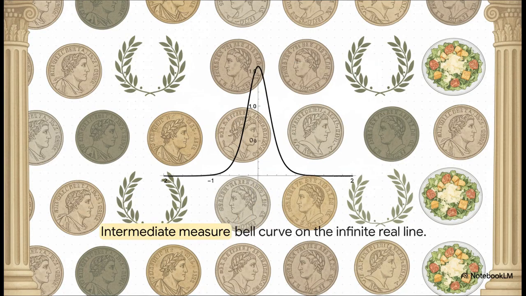By taking that cyclic vector seed and pushing it right through our Fourier transform lens, we generate this exact bell-shaped measure. What you're looking at is the graph mapped out perfectly on the infinite real line. It traces the intermediate measure of our operator's influence, finally giving us a tangible, symmetrical shape to work with.